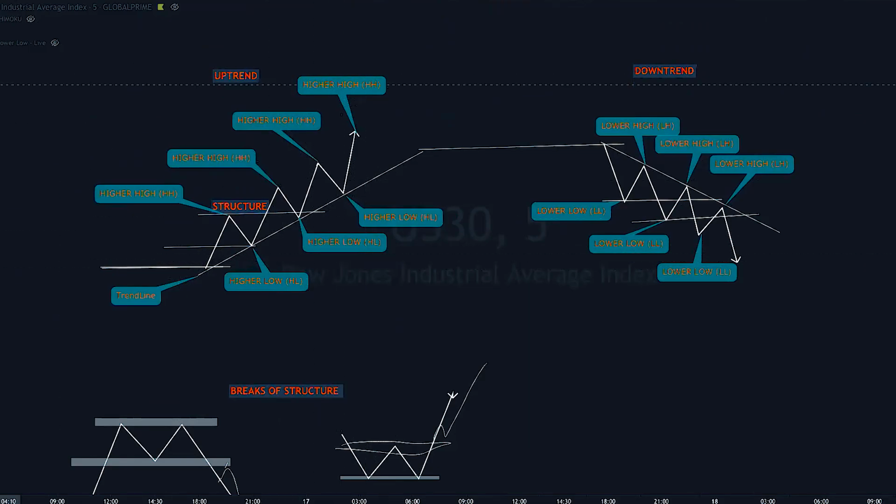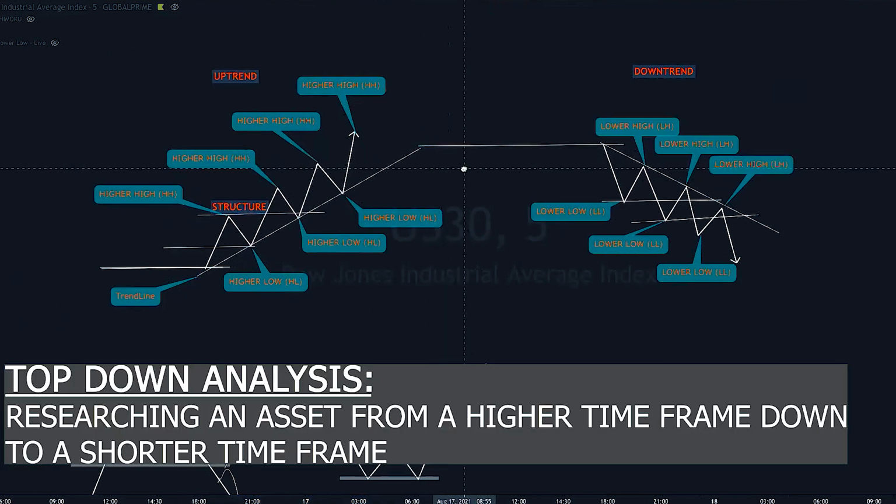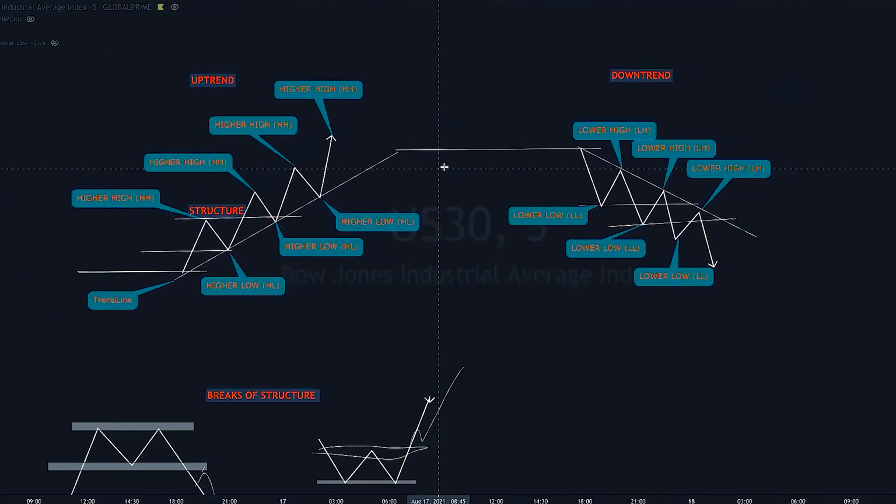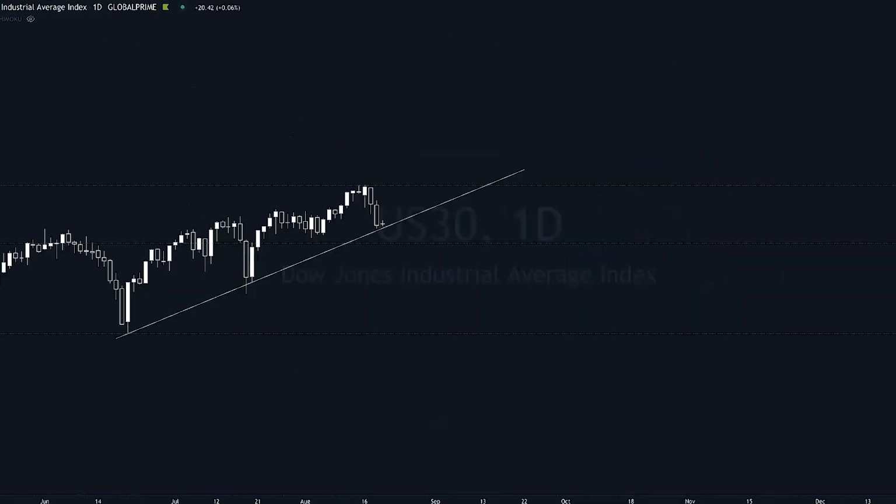Now, what we're gonna do is go through some live charting so I can show you guys top-down analysis and show you guys somewhat of a strategy, but mostly just how to identify the market from the higher time frames down to the lower time frames, identifying structure when it happens. So let's go over to this chart.